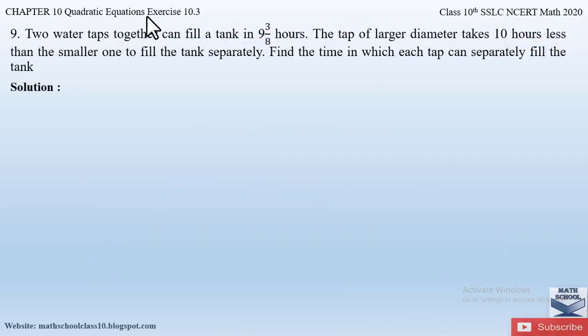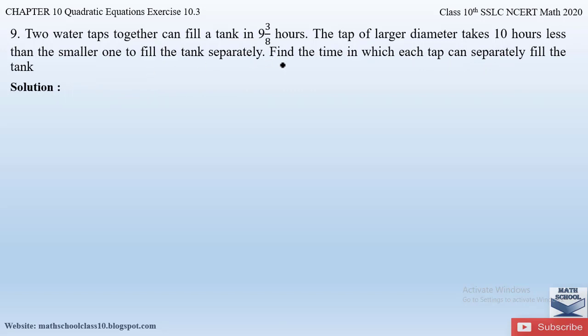Question number 9 from exercise 10.3, chapter number 10, quadratic equation says: two water taps together can fill a tank in 9 3/8 hours. The tap of larger diameter takes 10 hours less than the smaller one to fill the tank separately. Find the time in which each tap can separately fill the tank.